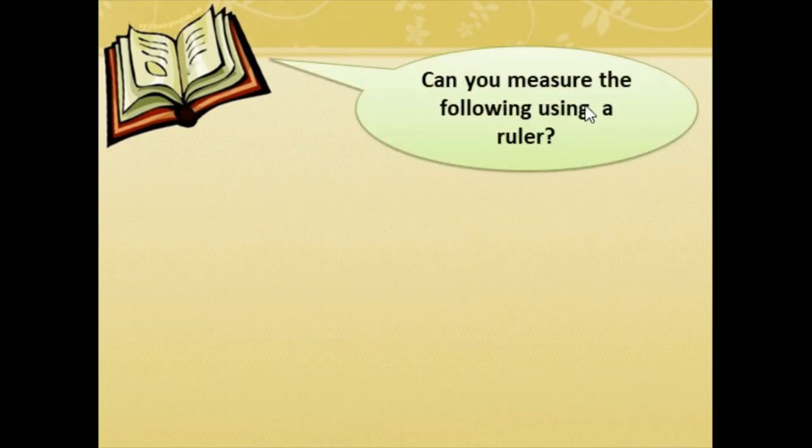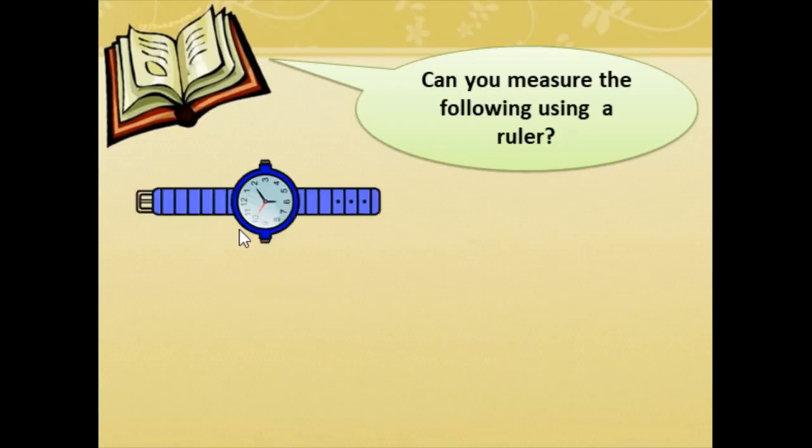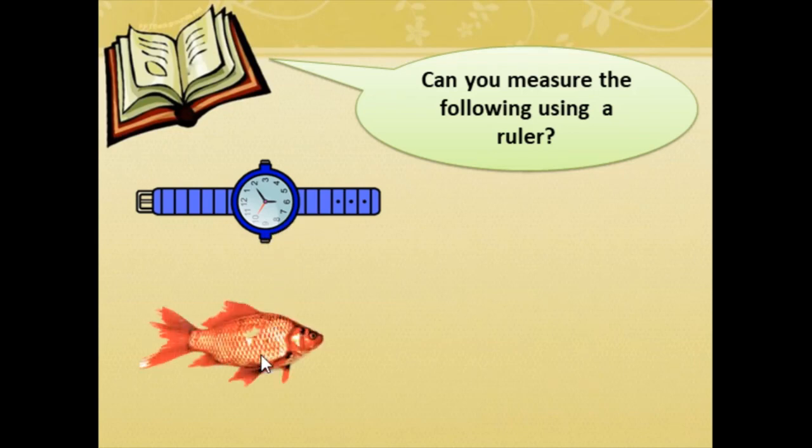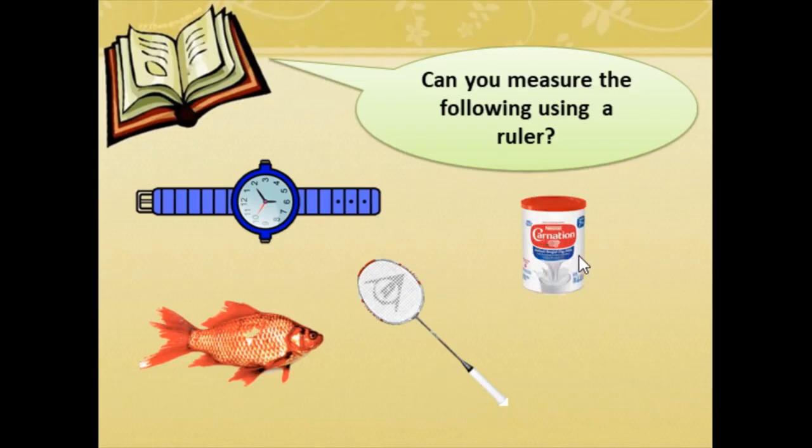Can you measure the following using a ruler? You can try this at home. I've done mine. First, this is a picture of a watch. This is a fish. This is a badminton racket. This is a can. This is a cabinet.